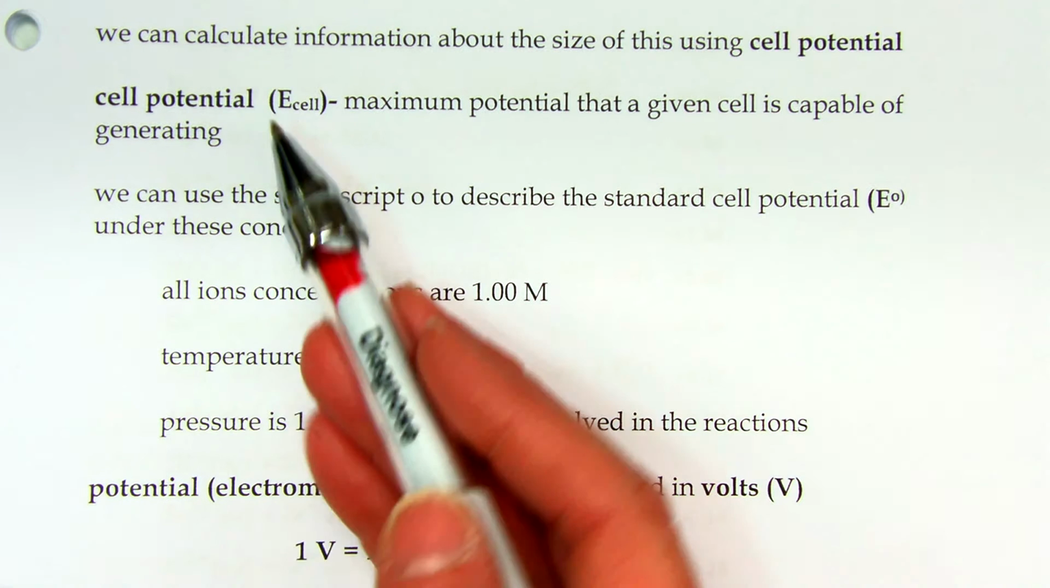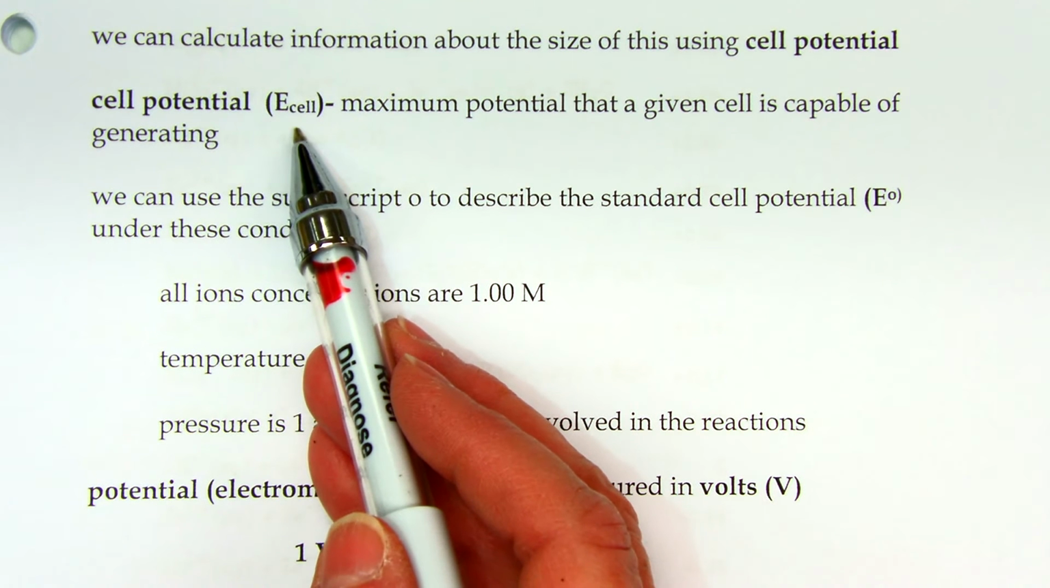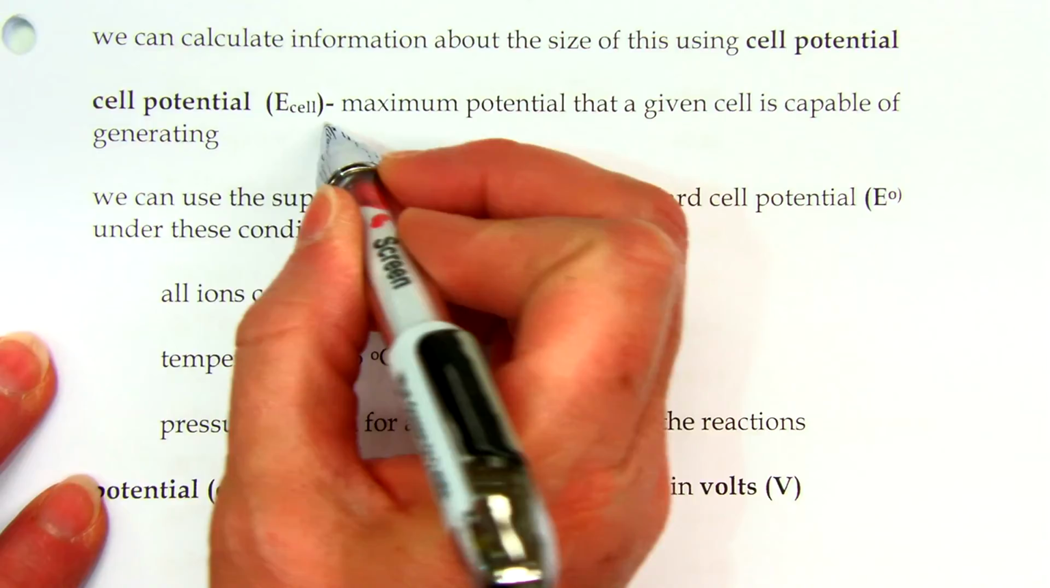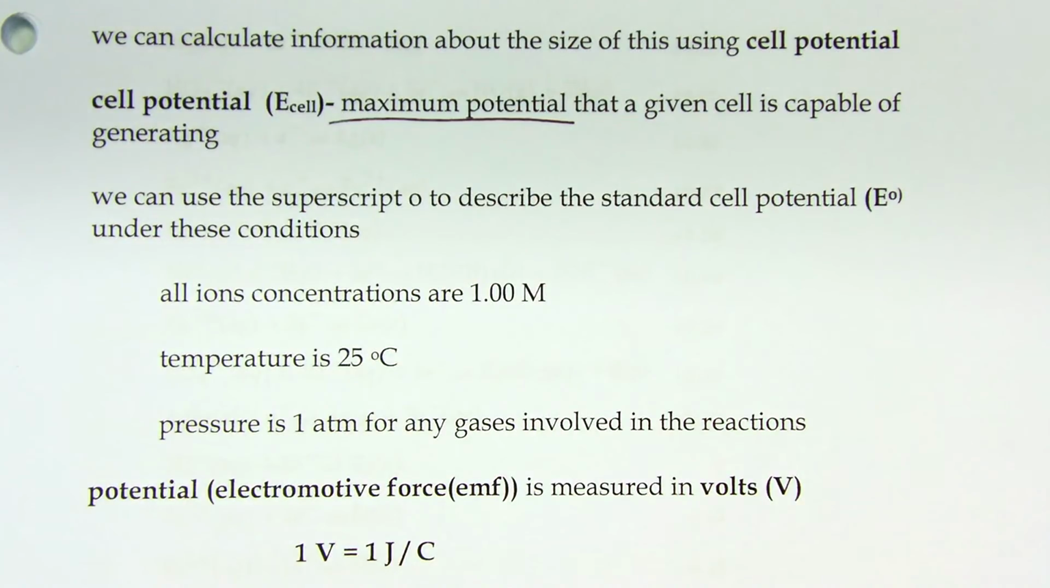So we can calculate information about the chemistry by using the cell potential. And the cell potential, we call it E sub cell. It is the maximum potential that a given cell is capable of generating. So when you talk about that 9-volt battery that you buy for your smoke detector, 9 volts is the most it's going to have. At some point, 6 months later, it may not be providing 9 volts anymore.